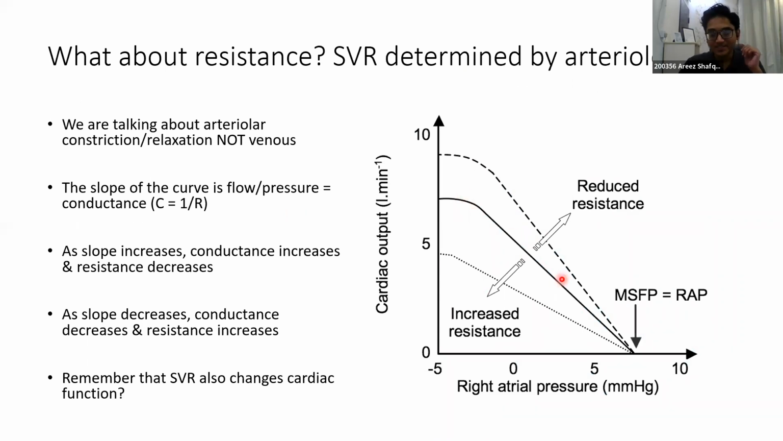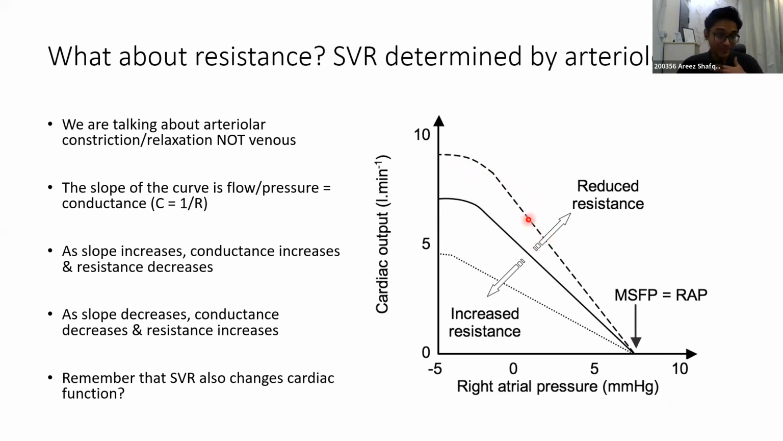Now, let's focus on this one here. This is a bit more tricky to understand, but hopefully we can make it make sense. Now we talked about blood volume, we talked about venous compliance. Now let's talk about resistance, systemic vascular resistance. If I vasodilate, that decreases resistance. That will increase venous return by increasing the slope of this curve. Now, how do you remember this?